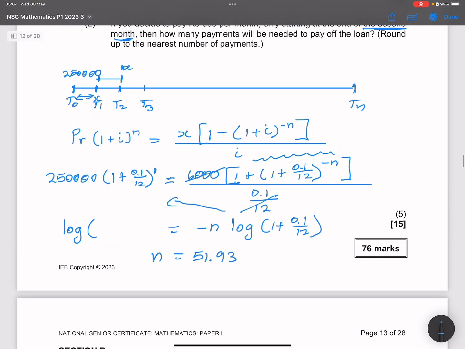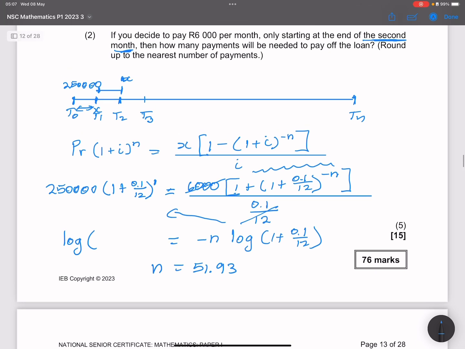So that means in this case n, and they said we must round off to the nearest number of payments, so that would be around 52. So n would be equal to 52 payments. Okay, so that is the number of payments that we would make. I hope that makes sense, ladies and gents, as we move into the next question.